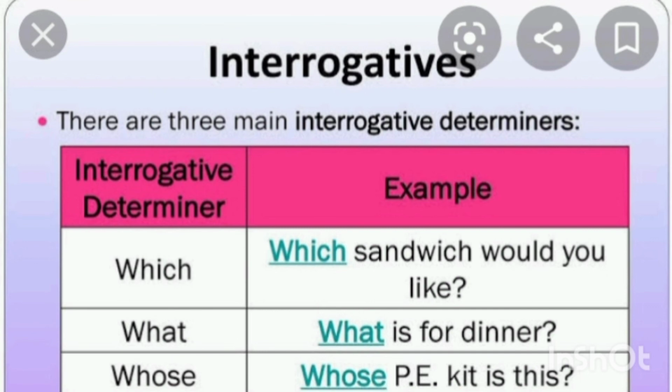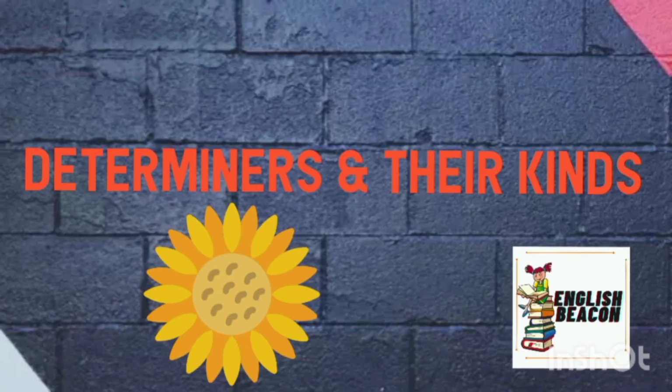In this way, we have seen that there are various kinds of determiners. I repeat: articles, the indefinite articles and the definite article. We have demonstratives, namely this, that, these, those. We have possessives: my, our, his, her, their, and its. We have distributive determiners, chiefly each, every, either, neither.